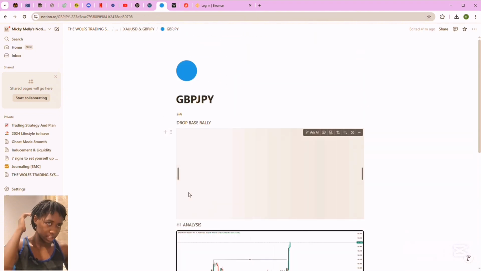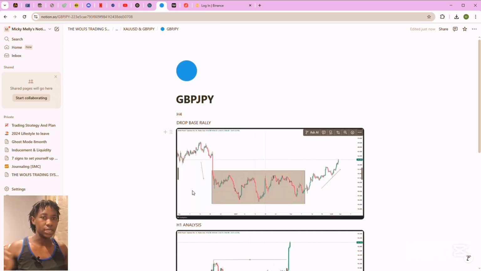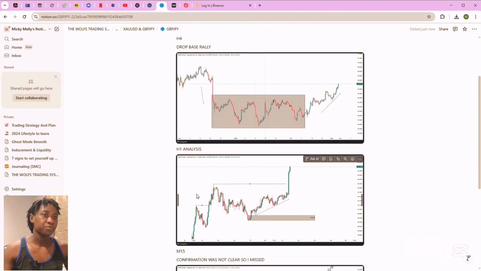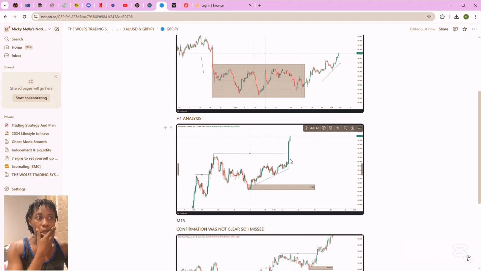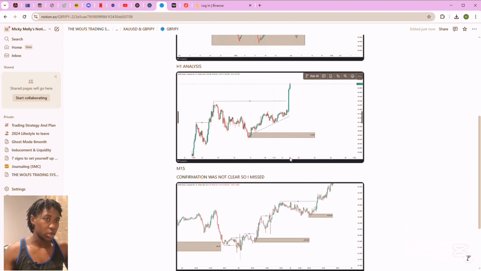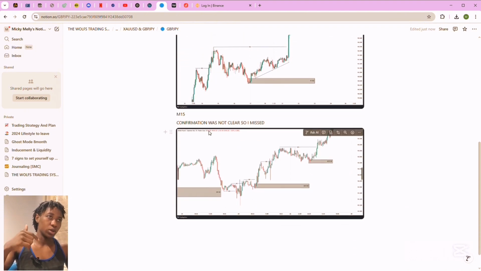Let's move to the last trade, then I call it a day with you guys. As usual, I always go to the 4-hour time frame, and I saw the same pattern, drop-base-rally, meaning a reversal. We are looking for buys. I dropped down to the 1-hour time frame, made my analysis, and saw a huge impulsive candle move breaking it.